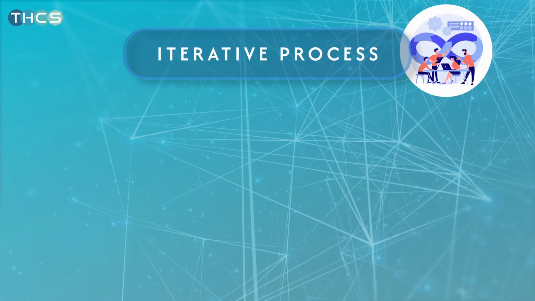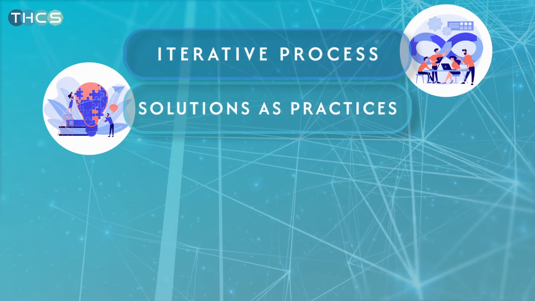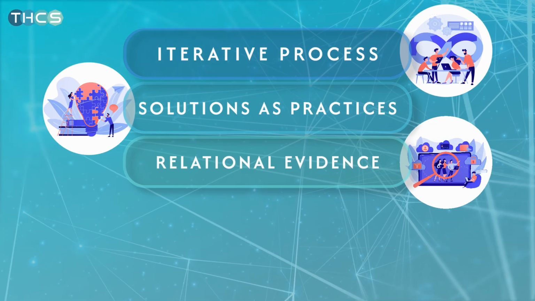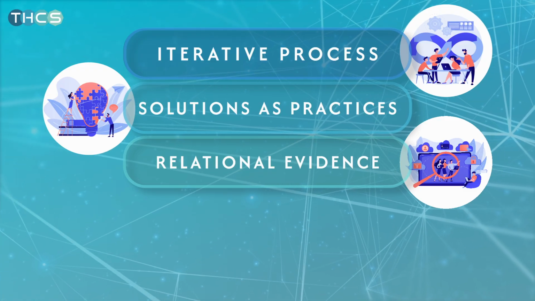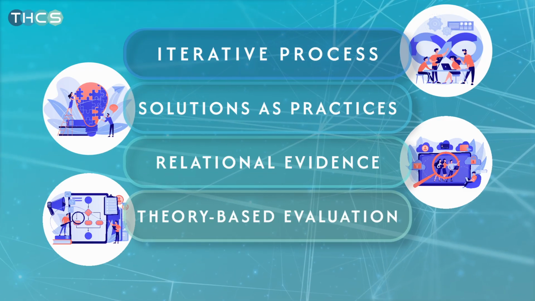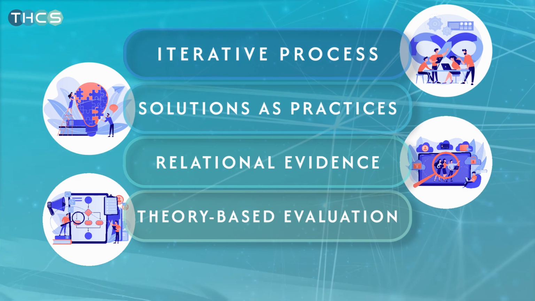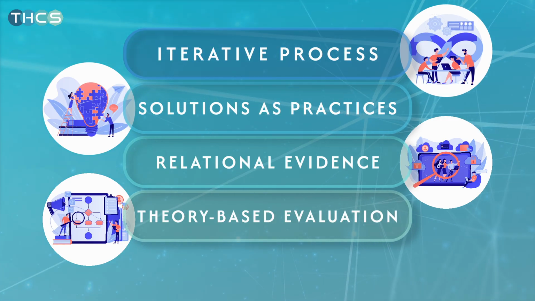Transfer and implementation is an iterative process, not linear. We see solutions as practices shaped by people, tools, and environments. Evidence is relational. Success depends on how a solution interacts with its context. And evaluation is theory-based. A theory of change explains why and how the solution works, and your theory of change evolves as you test and learn.